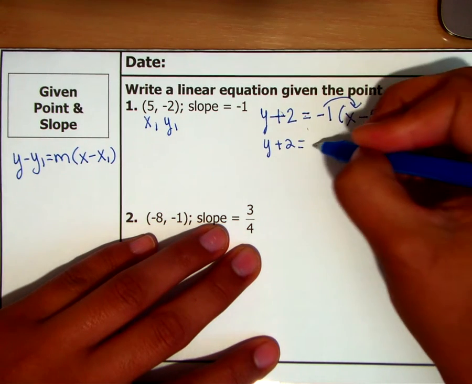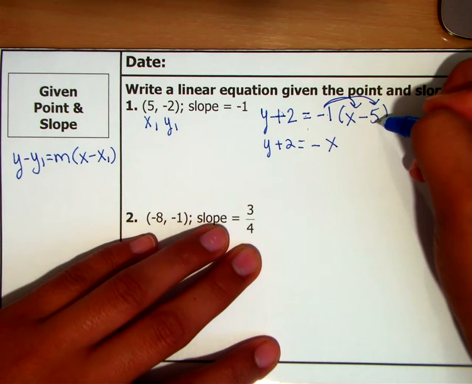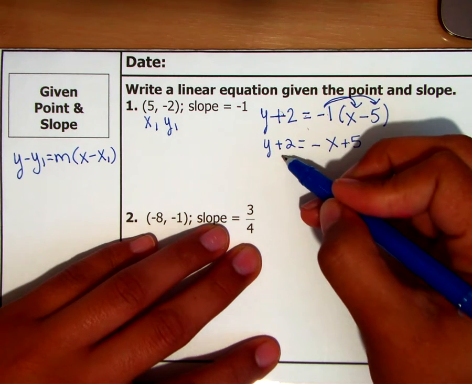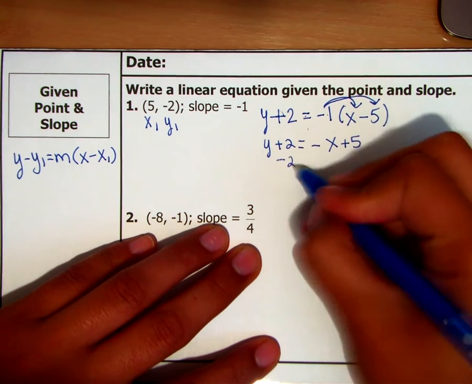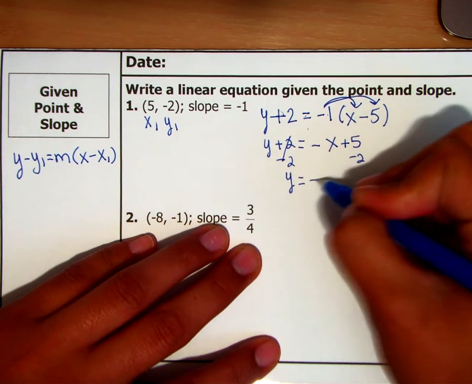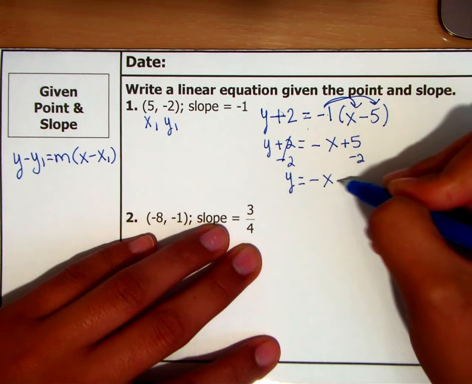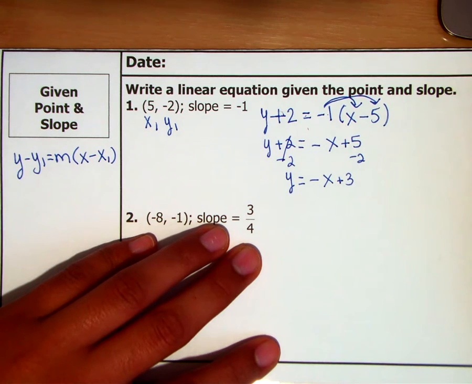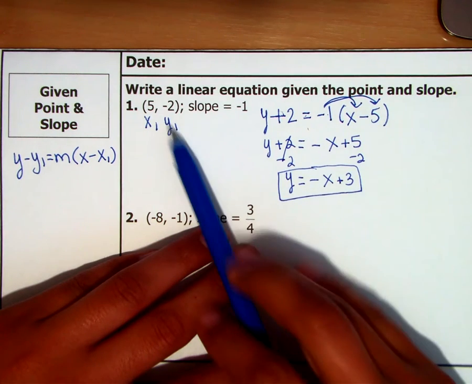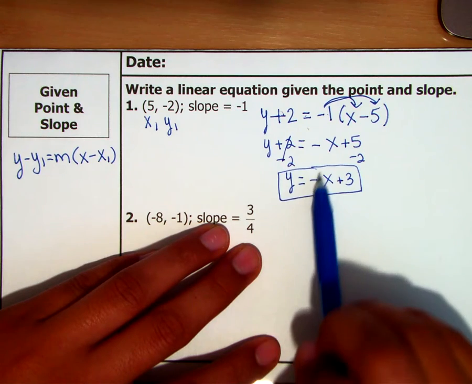What's negative 1 times x? Negative x. What's negative 1 times negative 5? Turns positive 5. If you want y by itself, subtract 2 from both sides. And we have y equals negative x, this is positive 5 minus 2. 5 minus 2 is 3. So this is a line that passes through this point and has the slope of negative 1.